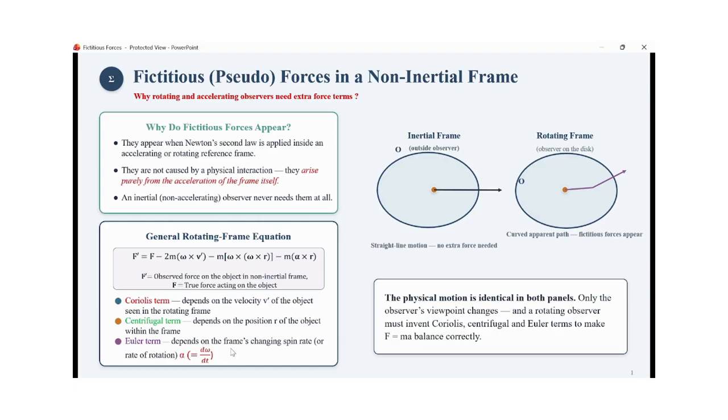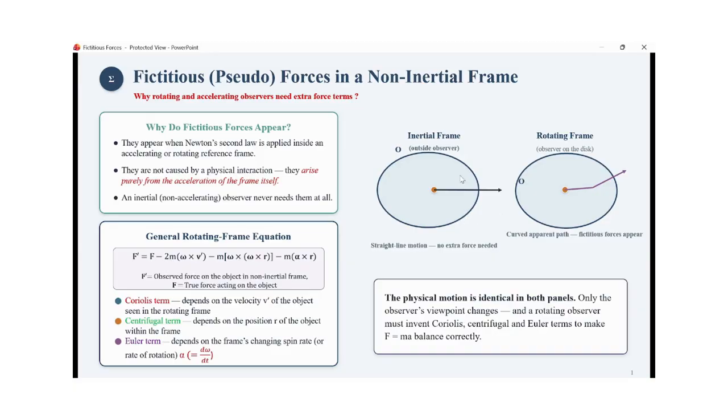Now for a rotating reference frame which is uniformly rotating, alpha becomes 0 and hence the Euler force on the object becomes 0. So the Euler force will be non-zero only if the frame is under non-uniform rotation. This fact has to be kept in mind.